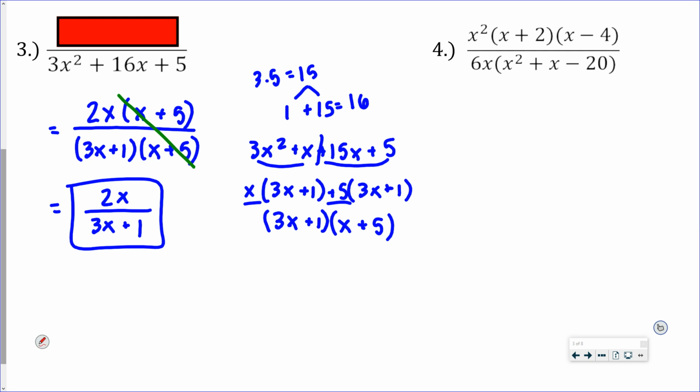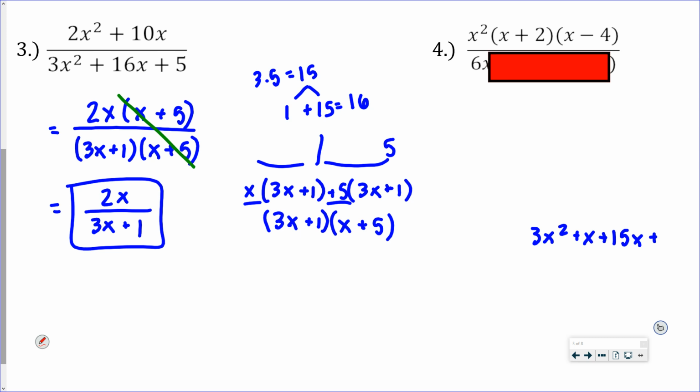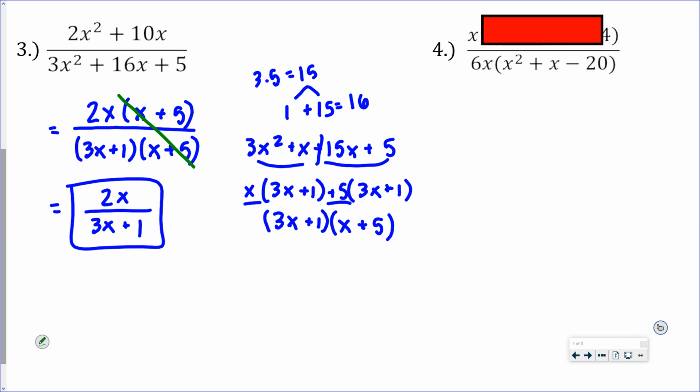Okay, now this one looks scary, but the top is already broken up into factors for us. That's nice. What about the bottom? Well, it looks like they factored out a 6x, but I have a trinomial with a 1 in front. So I have to ask myself, are there two numbers that multiply to negative 20 and add to 1?